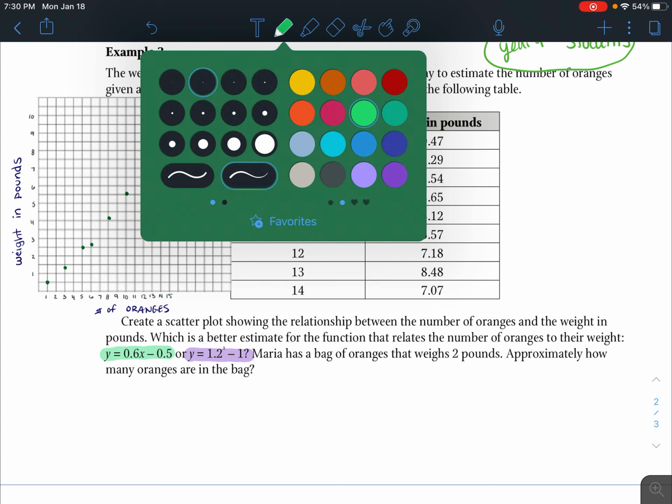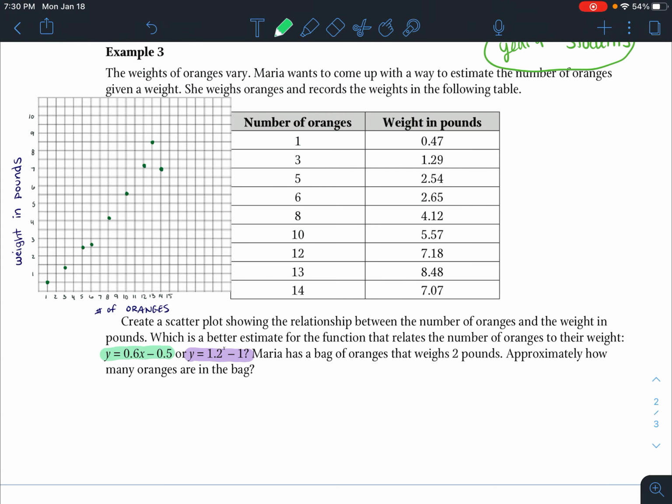When we're checking this linear graph, the easiest thing to do is to just plug in 2 points. Easy values to use here would be something like 0 and 1. If we plug in 0, we'll get negative 0.5. If we plug in a 1, we're going to get 0.1. And just to get a couple more things on our graph, we'll plug in a 10 to help us out. If we plug in 10, we're going to get 5.5.